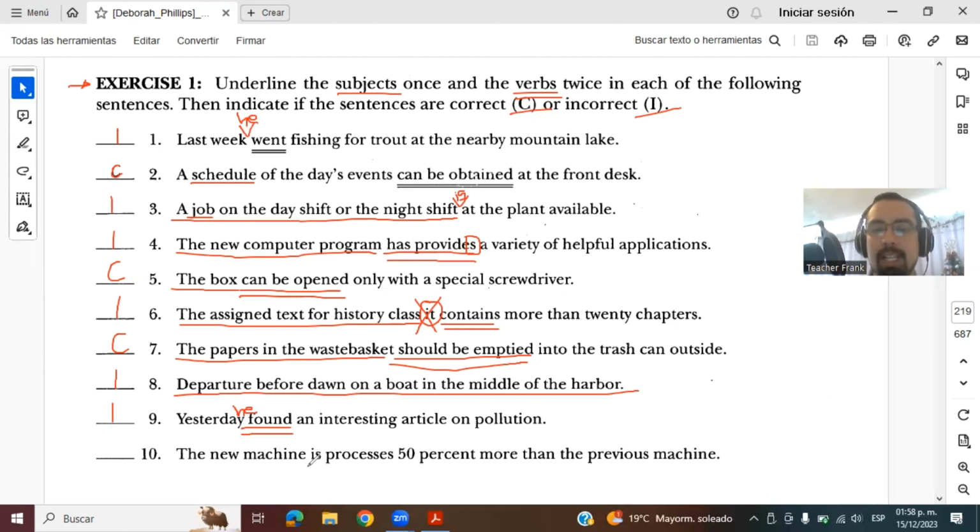And number ten: the new machine is processes 50% more than the previous machine. So this is similar to number four. It's incorrect because even though we do have a subject, the new machine is processes, right? We would need to change it or just simply have one verb.